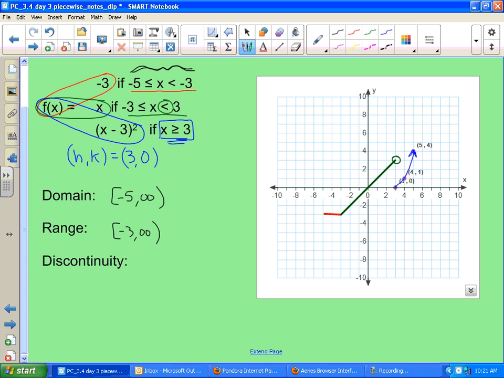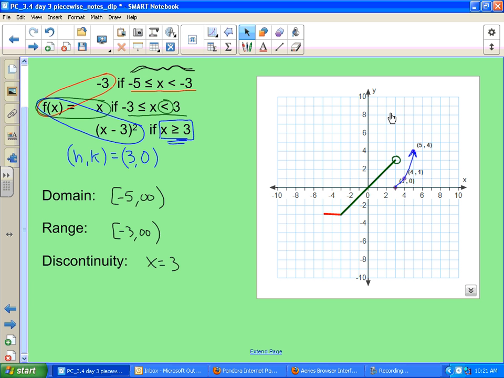Who's feeling brave? Okay, Austin. Where's my point of discontinuity? Where did I break my graph? At x equals 3. You guys are brilliant. X equals 3. There's my point of discontinuity. It just breaks in one place. Now, not all piecewise functions have broken parts. Some of them connect very well to each other. But this is an example where I have a piecewise function with a point of discontinuity.